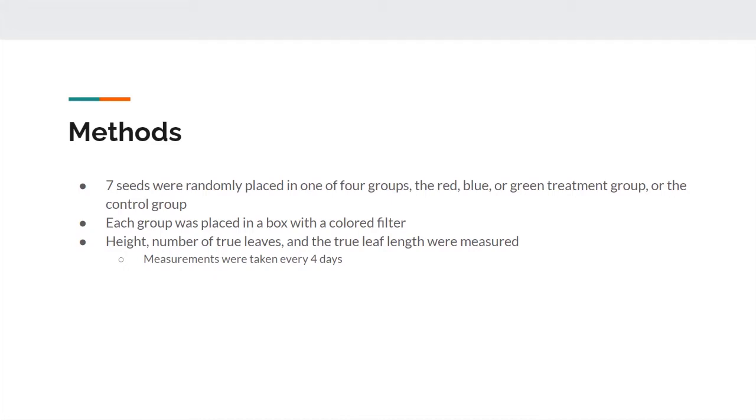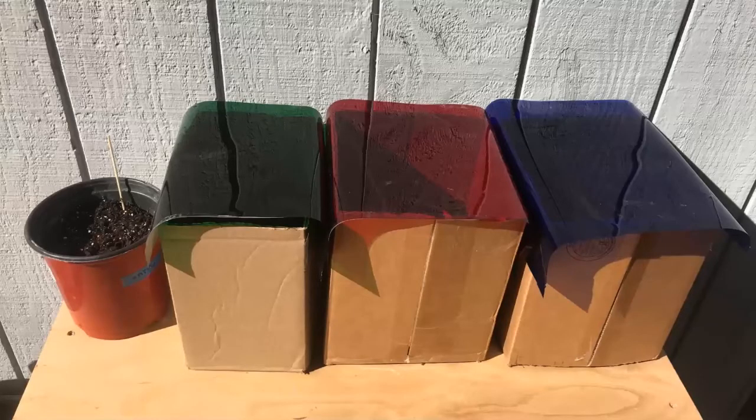Every 4 days, I measured the height from the soil level to the apical meristem, the number of true leaves, and the length of the first pair of true leaves. And here's the setup. You can see the boxes, and then I had these filters over the top to just let in a specific wavelength of light.